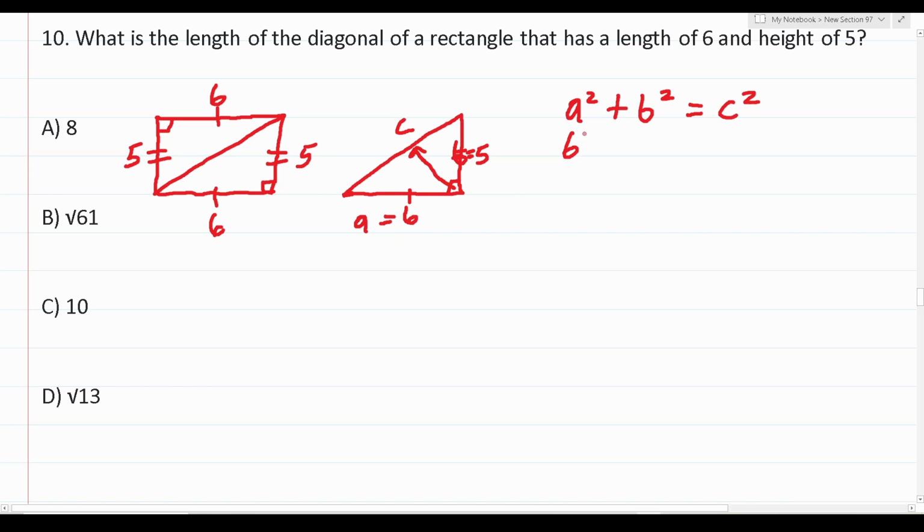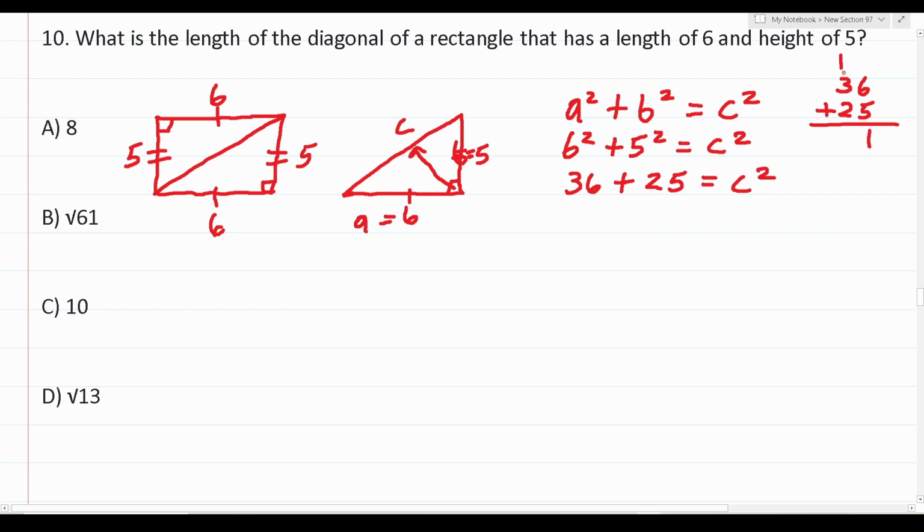This becomes 6 squared plus 5 squared equals c squared. 6 squared is 36. 5 squared is 25 equals c squared. Let's add these together, and if you can't do that in your head, we can do it off to the side. We have 36 and 25. 6 plus 5 is 11. Carry a 1. 3 plus 1 is 4. Plus 2 is 6. So this becomes 61 equals c squared.